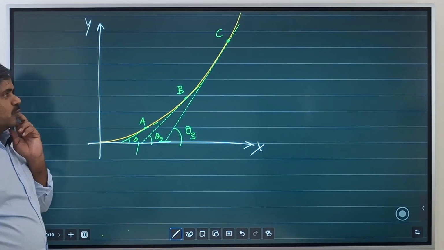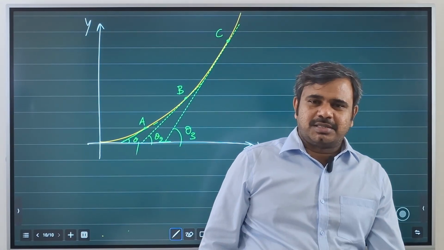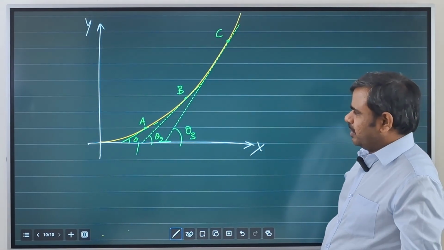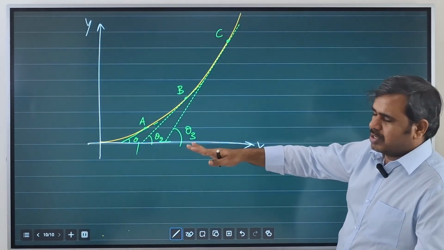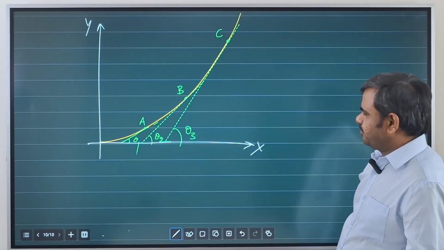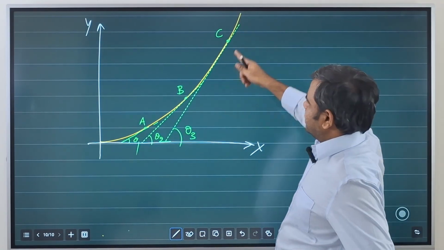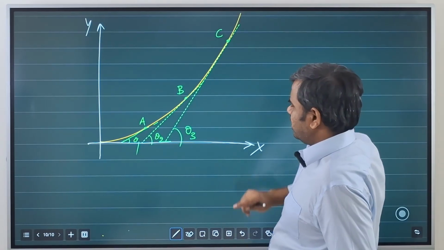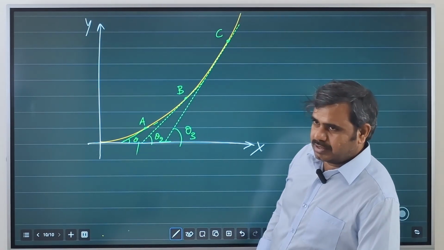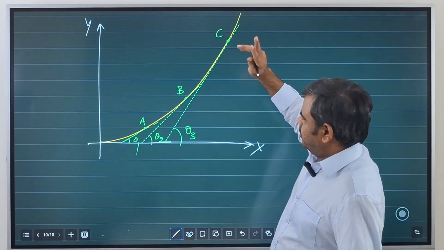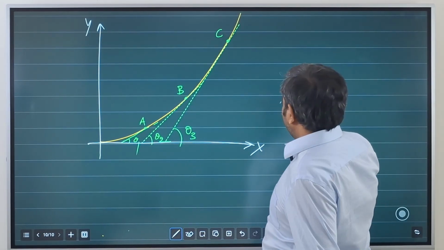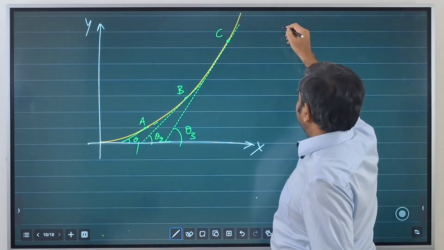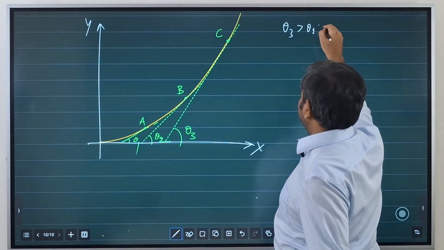So what is happening to the angles made by the tangents at different points as the x value increases? As you go from A to B and B to C, what is happening to x? X is increasing. I am talking only about this curve. In the graph that we have drawn, y increases as x increases. That can be seen from the graph. But what about the rate of change in y with respect to x? What about these angles? Theta also increases as x increases.